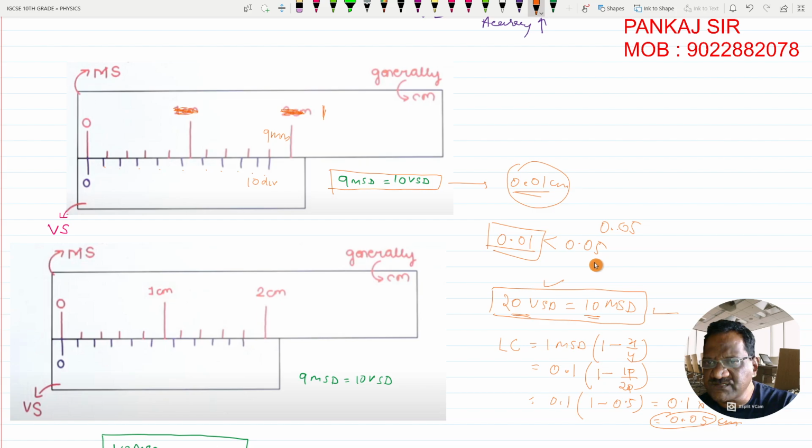So that's all for today. In the next video, I will be demonstrating in front of you, and I'll teach you how to take the measurement. But by that time, you should be very thorough with this least count concept. In the next video, I'll be making you understand how to measure various distances, whether length or diameter, using a vernier caliper.